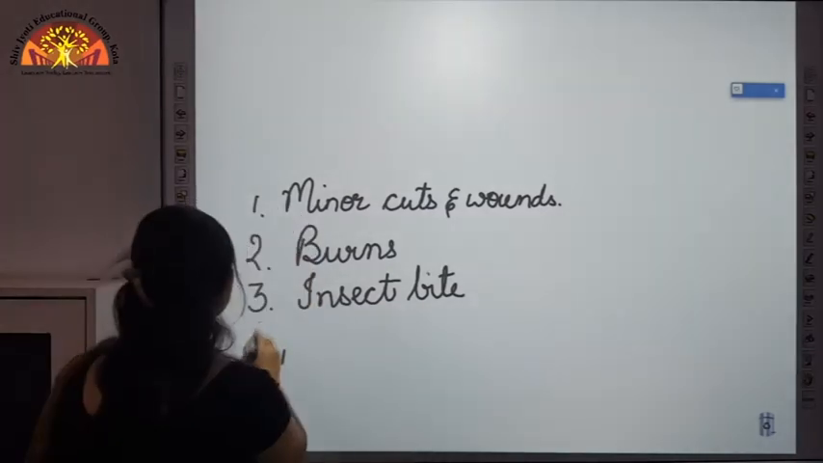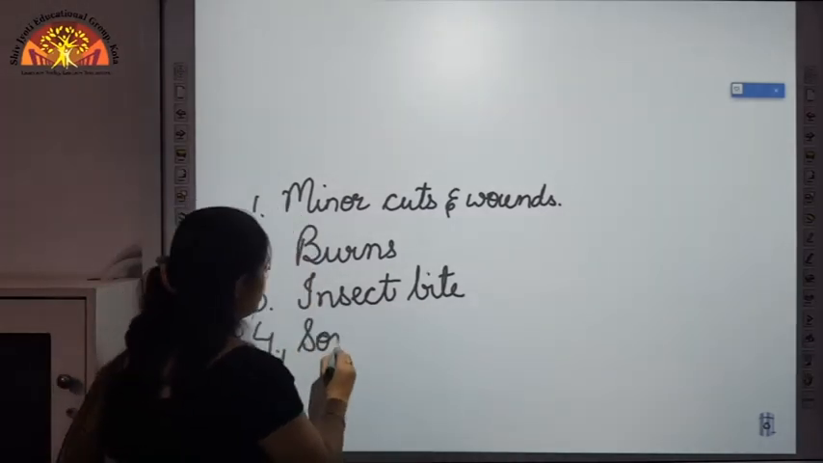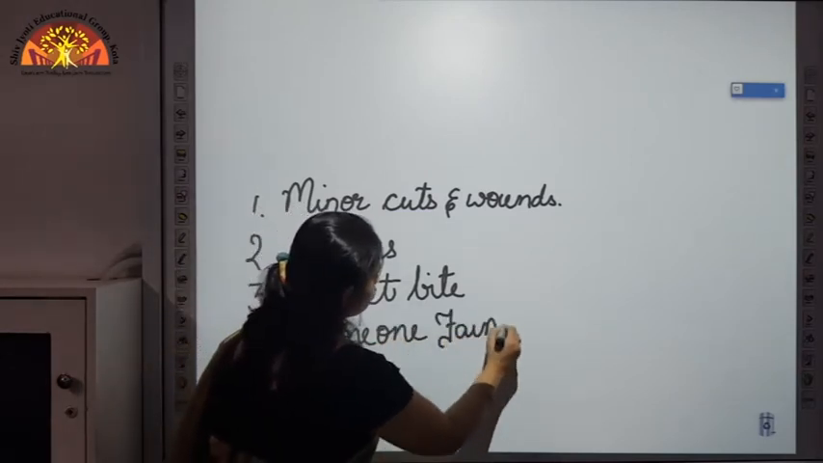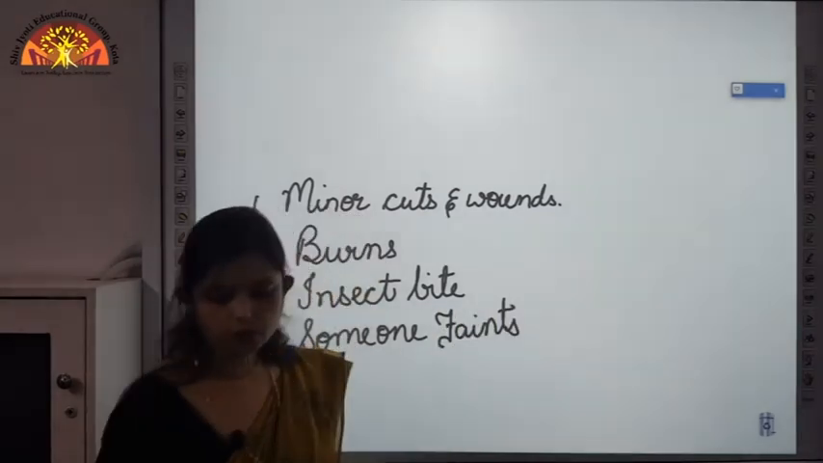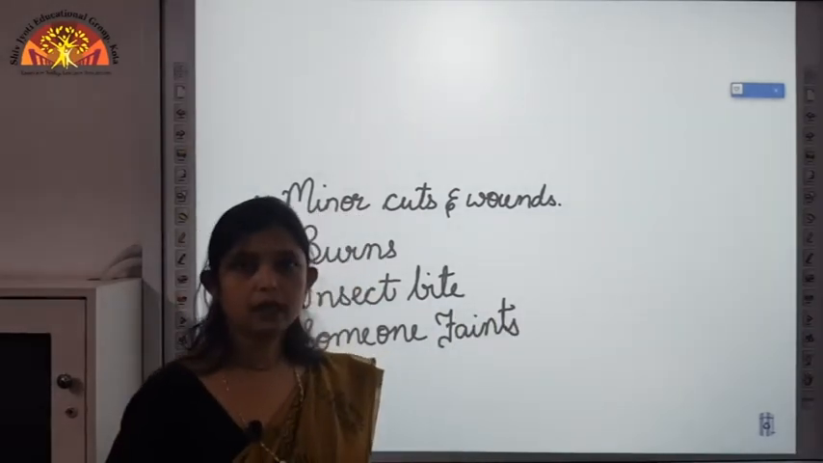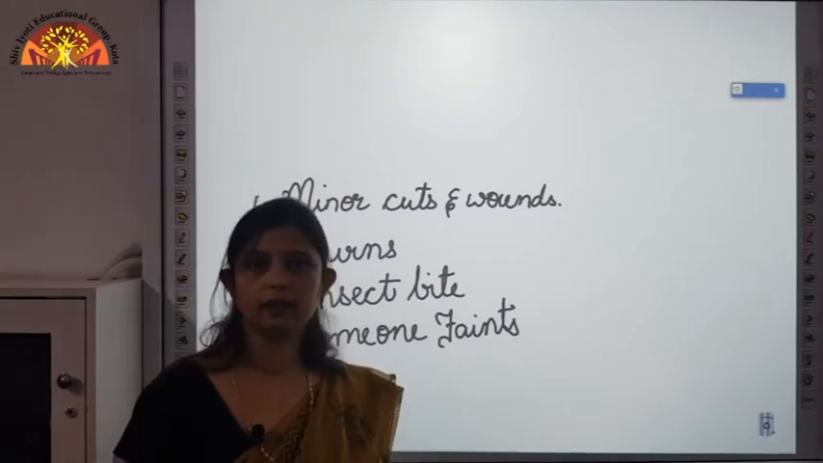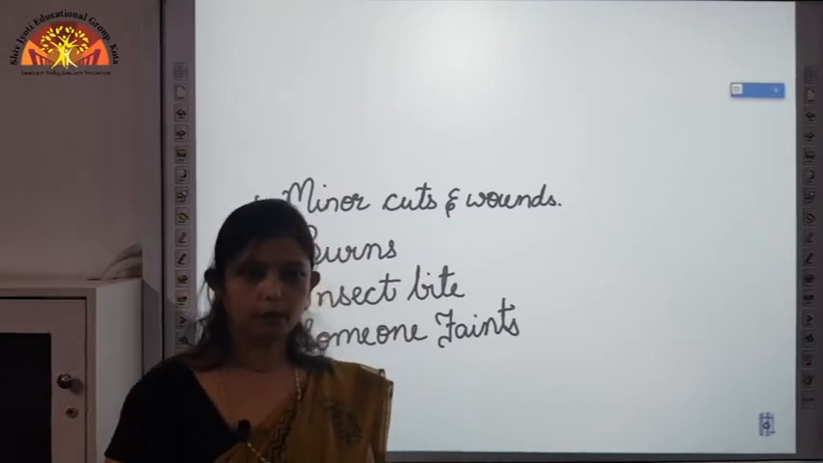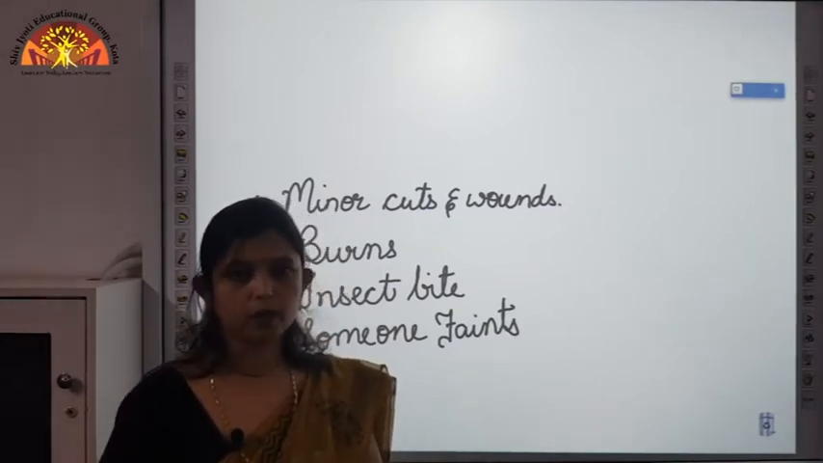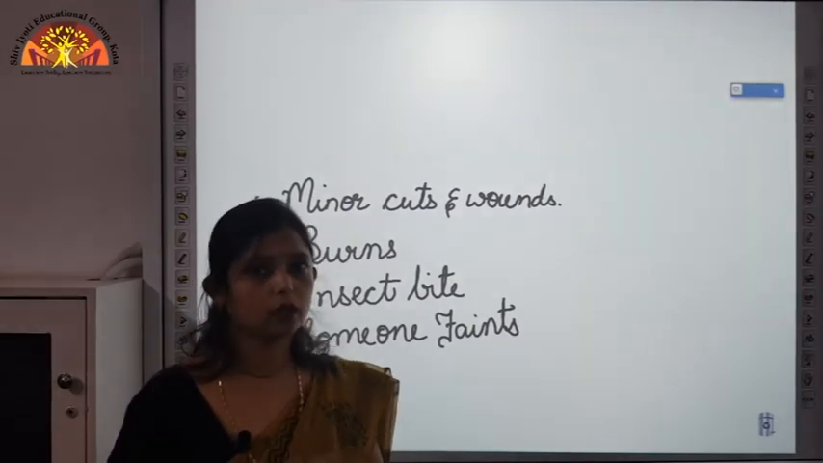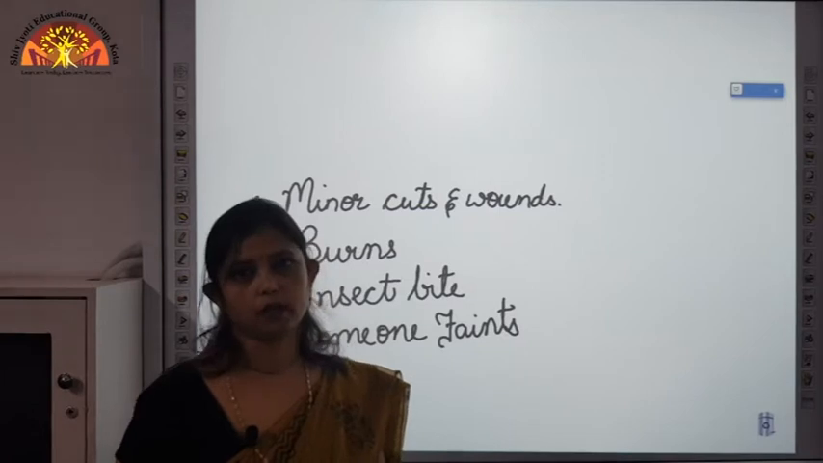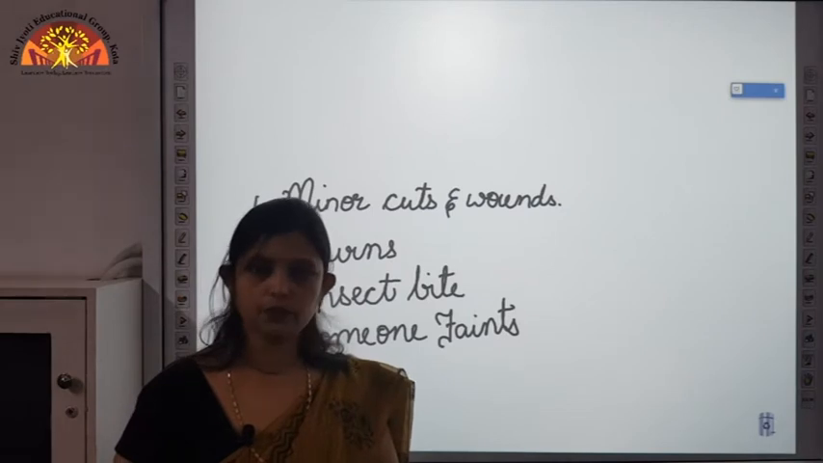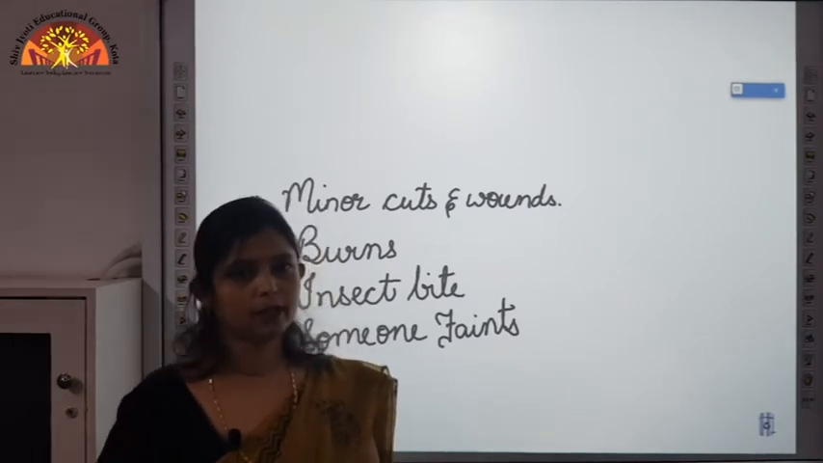Now fourthly, if someone faints, then what type of first aid should you give? First of all, when a person faints, make him lie down with his head lower than the body. Now why do we do so? So that the blood flow starts towards the head, okay? After this, try to make the person comfortable, don't crowd around him. Then sprinkle some water on his face, and after that consult a doctor. So these are some of the first aid measures which should be given in different types of injuries.